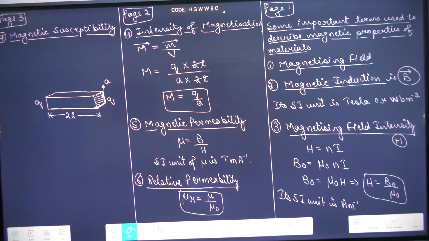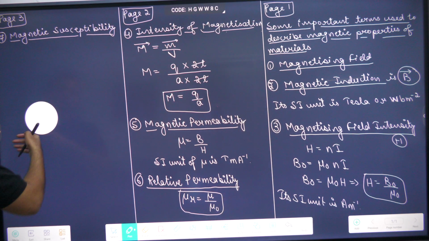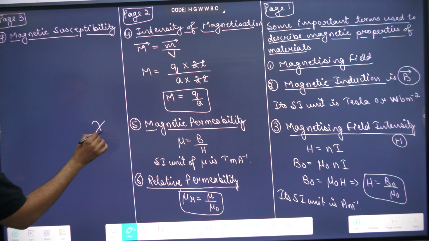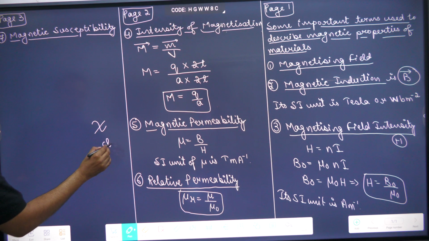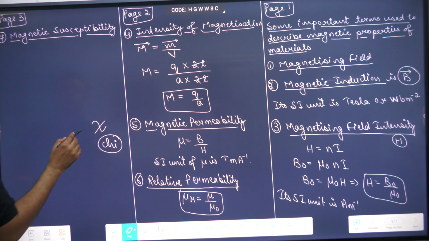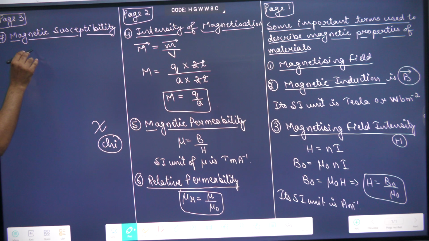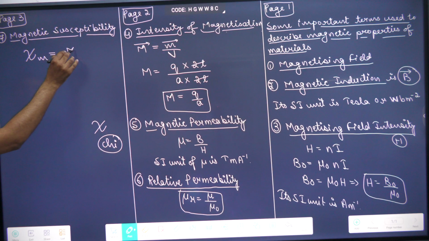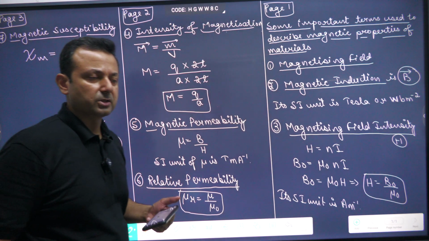Magnetic susceptibility is defined as the ratio of the intensity of magnetization, capital M, to the magnetizing field intensity H. It is denoted by chi M. So magnetic susceptibility chi M is defined by M upon H. This is called magnetic susceptibility.